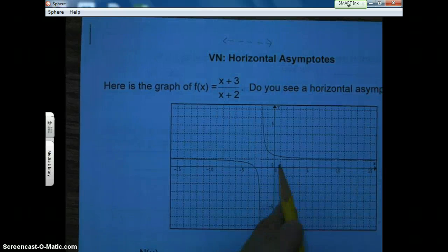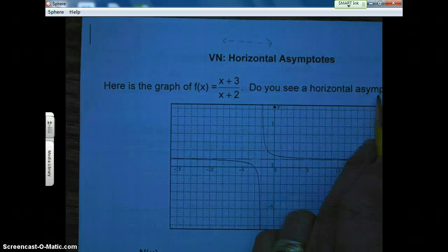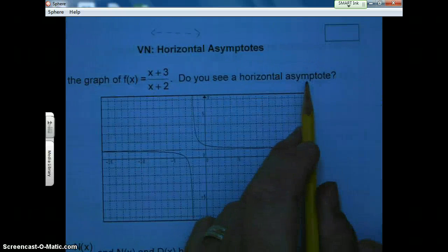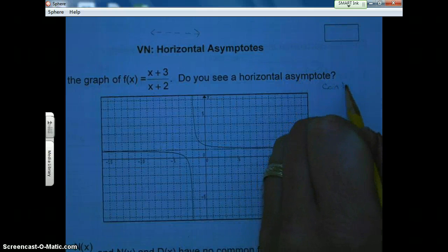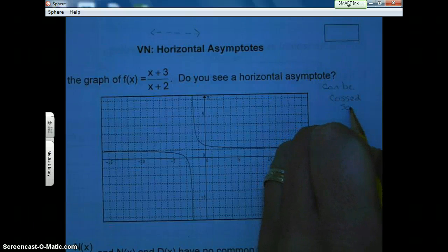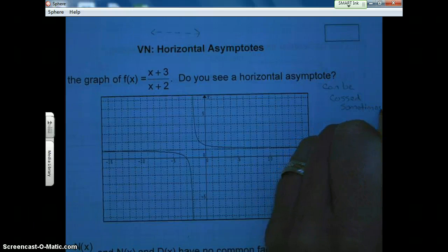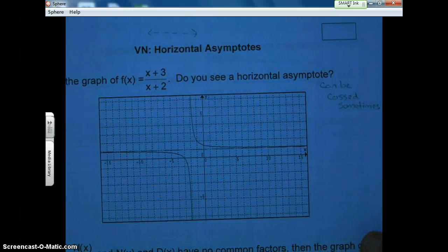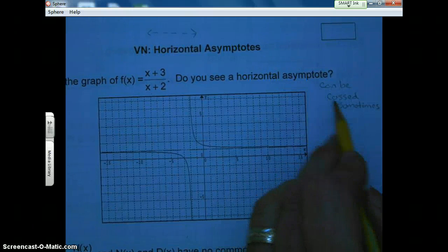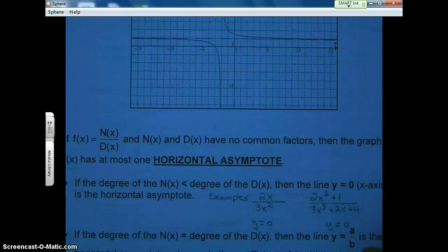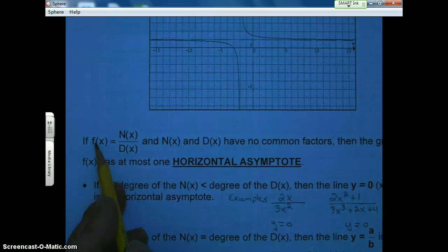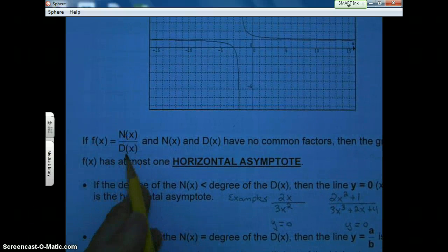Now the first thing I want to say is a horizontal asymptote is a little bit different than a vertical asymptote. A horizontal asymptote can be crossed sometimes. Whereas remember, a vertical asymptote can never be crossed because you cannot divide by 0. So in the future, we'll see where this happens.